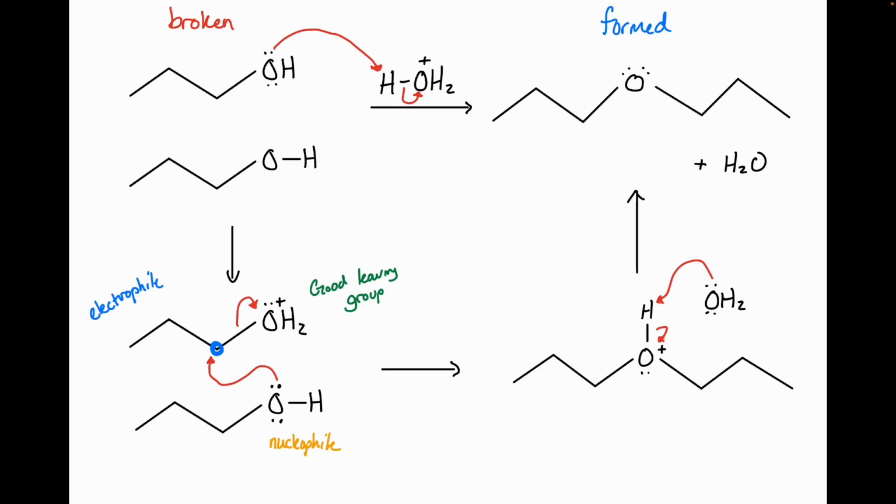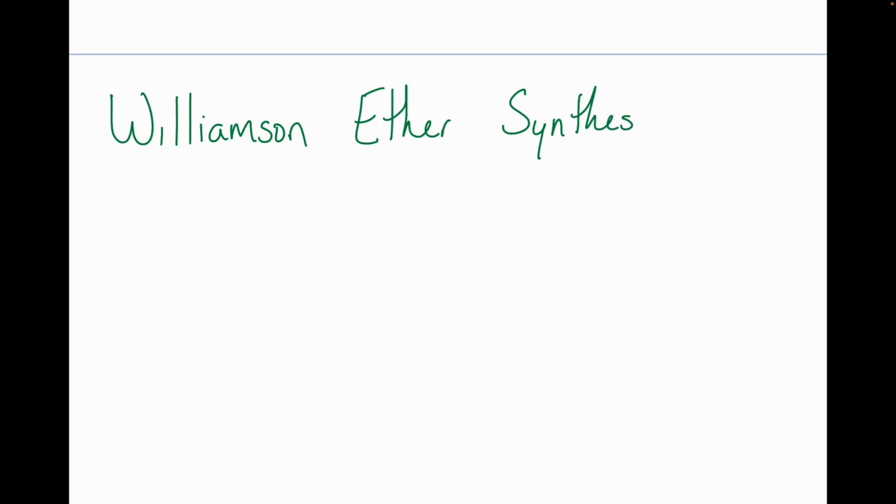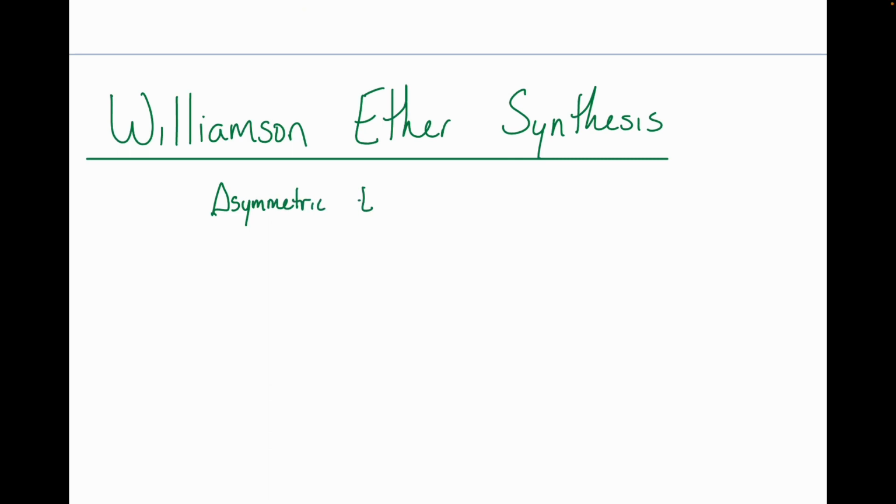Cool. So this is a great way of creating symmetric ethers. You have a bunch of alcohol with some acid catalyst in there, and you will create your symmetric ether. But what about an asymmetric ether? How do we go about making those? This is using what's called a Williamson ether synthesis, and this will be our method of creating asymmetric ethers.